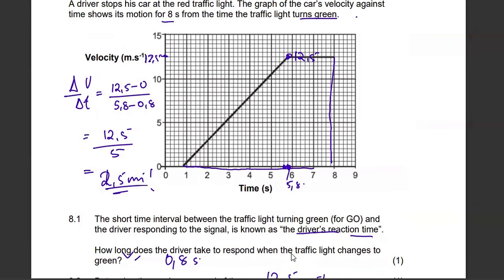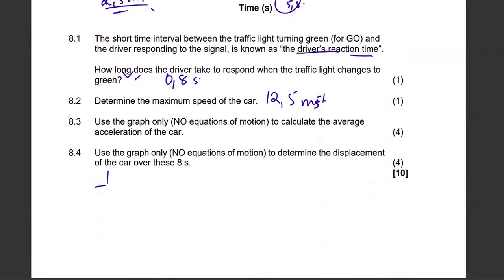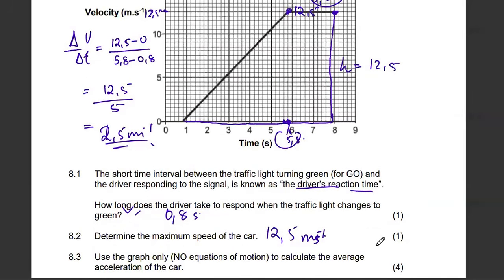So let's see. If our height is 12.5, what is the distance there? Because this is a 5.8 and 8, which is going to be like a 3.2. We can use that and see. So if I try to get the area of a trapezium, they say determine the displacement of the car over these 8 seconds. Which 8 seconds are they focusing on?